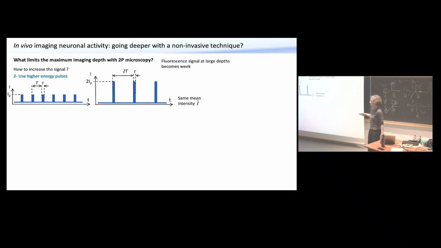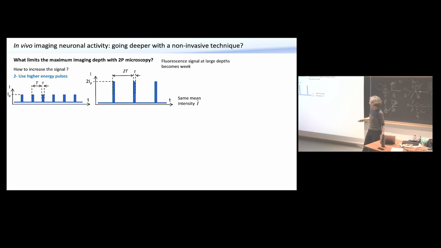Let's look at an example to understand how it works. Here, between the two situations, I just multiply by 2 the intensity of the pulses, and have them spaced by twice the time that they were spaced here.